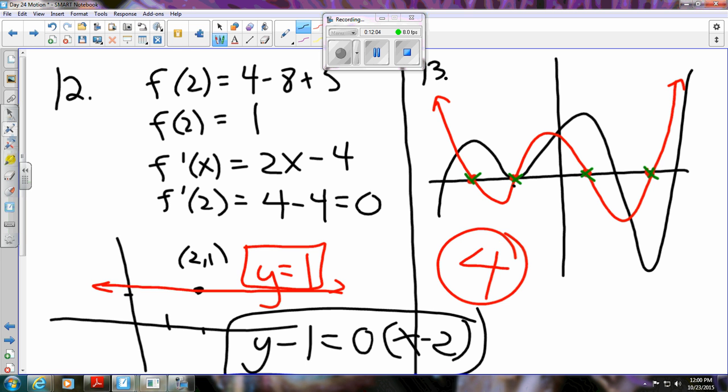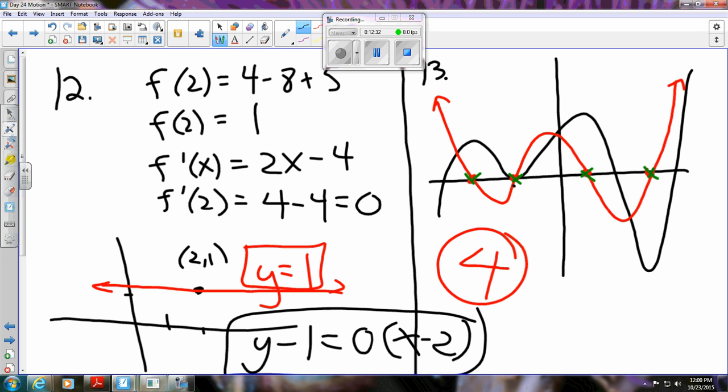Yeah. 12, you had to write the equation of the tangent line at 2. So remember, with point slope, you got to get your y1 by plugging 2 into the function. And if you do that, you should get 1. And you have to get the slope of the tangent line by plugging 2 into the derivative. So if you get the derivative, it's 2x minus 4. And when you plug 2 in, you get 0.